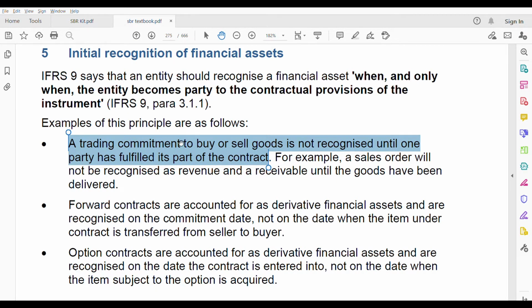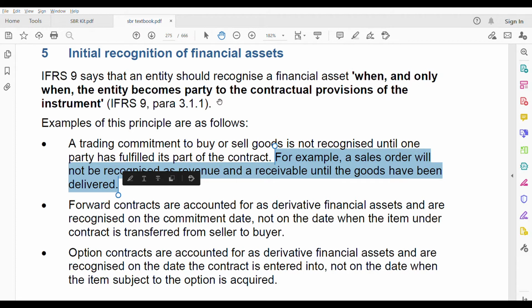So a trading commitment to buy or sell is not recognized until one party has fulfilled its part of the contract. At least one of you should fulfill your part. For example, a sales order will not be recognized as revenue and a receivable until the goods have been delivered. Let's say you have given a sale order. You cannot recognize it as a revenue until the goods have been delivered to your customer. Then only you can recognize that sales order as a revenue. Until then you cannot recognize.